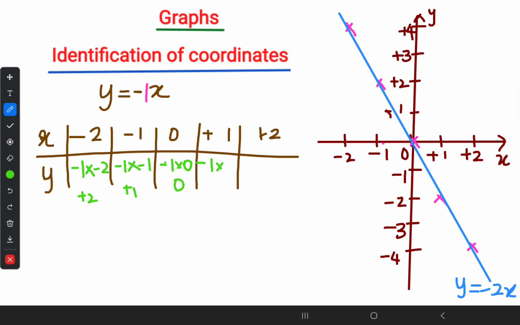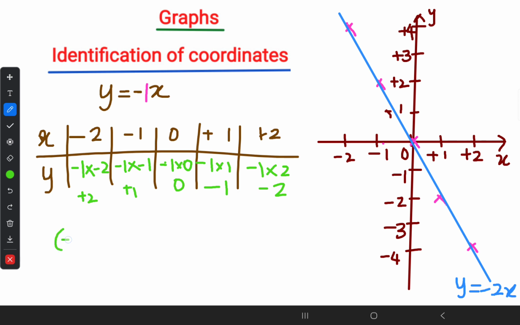-1 times that -1 is existing in the equation. We cannot change that, but these discrete variables, that's why in all locations the x values are only changing. The other one doesn't change. +1: -1 into +1 is -1. -1 into +2 is -2. Let's write the coordinates in order.